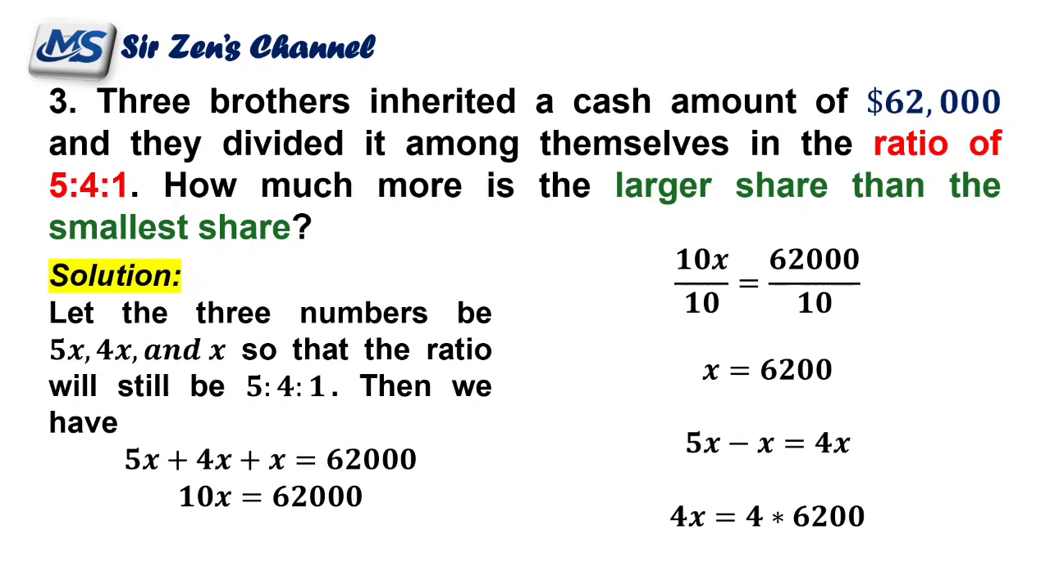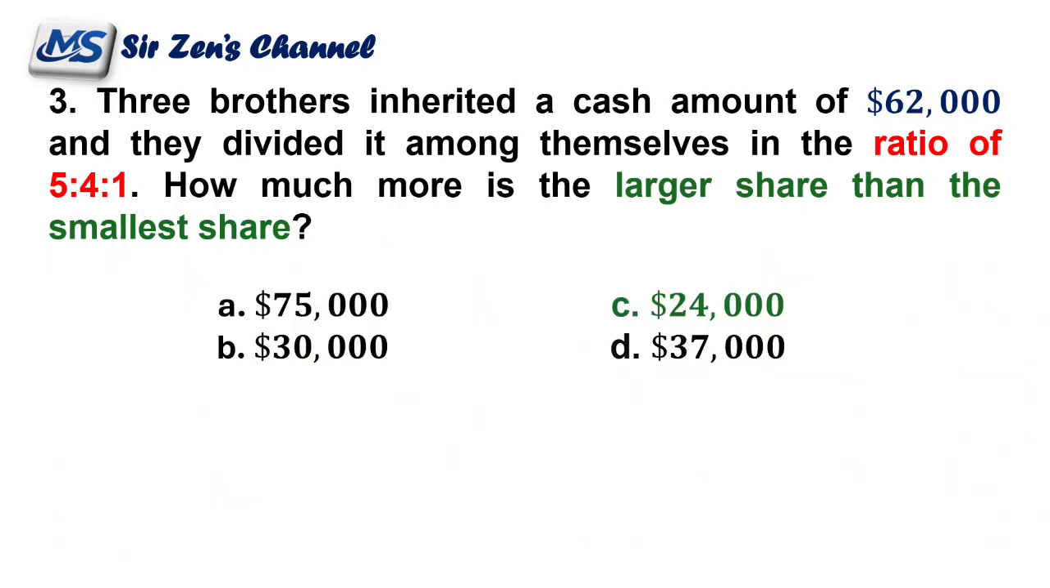Okay, just multiply that one. If we multiply that, we will have 24,800. So the larger share is 24,800 more than the smallest share, or that is the difference between the largest share and the smallest share. So the answer is letter C, $24,000. And that's all. Thank you for watching.